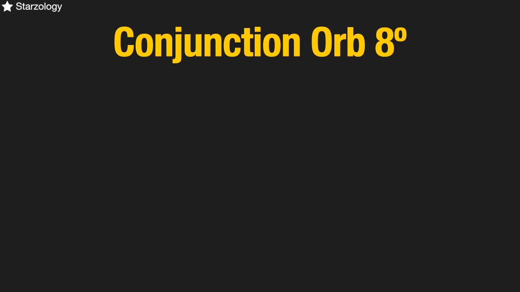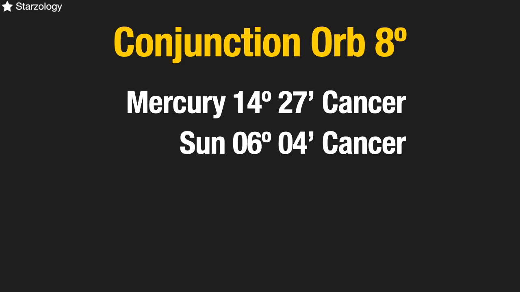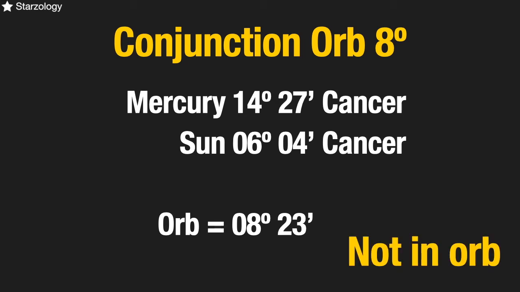We know the conjunction orb is 8 degrees. Mercury is at 14°27 Cancer. The Sun is at 6°04 Cancer. So we work out the difference, and it is 8 degrees 23. That is how wide apart these 2 planets are. The orb for a conjunction is 8 degrees, and the Mercury-Sun separation is 8 degrees 23, so these 2 are not in orb, and therefore they are not conjunct, even though they look very close to each other in his chart. That's an example of an aspect that's not in orb, because it's over the 8 degrees.